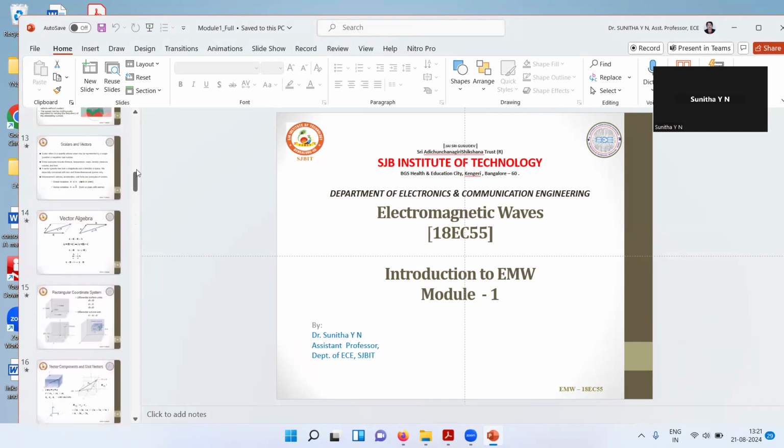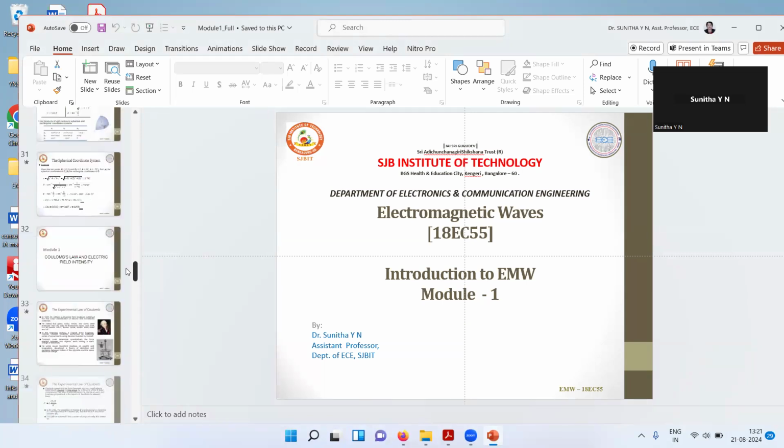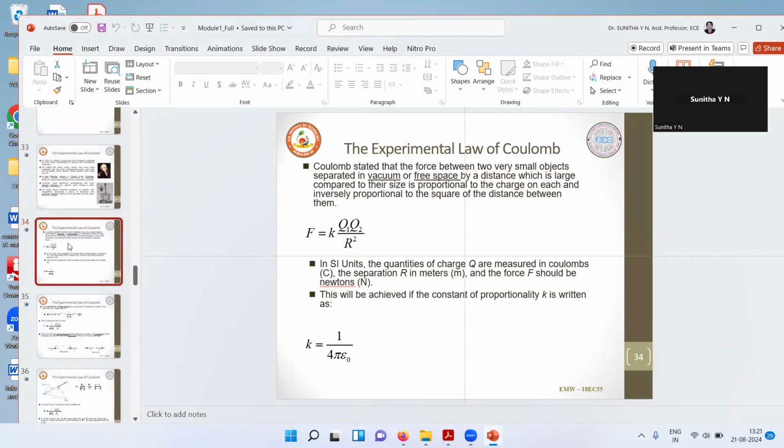Let's take up the first module. The first topic we have is Coulomb's law. Experimental Coulomb's law says, Coulomb states that the force between two very small objects separated in vacuum or free space by a distance which is large compared to the size is proportional to the charge on each and inversely proportional to the square of the distance between them.